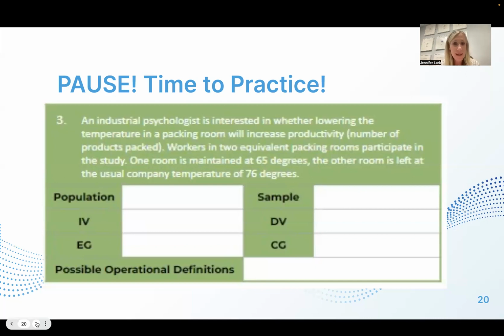The independent variable in this case is room temperature. And what we're interested in looking at is the impact of lowered temperature. So the independent variable, the treatment, is the lower temperature, 65 degrees. And then the control group is just keeping the room at the normal temperature, which is 76 degrees. Okay. And then our possible operational definitions here, the temperature measure is really straightforward. And then the dependent variable, they're measuring productivity really specifically in terms of the number of products that are packed during a particular time in which they're in the room with these particular temperatures.